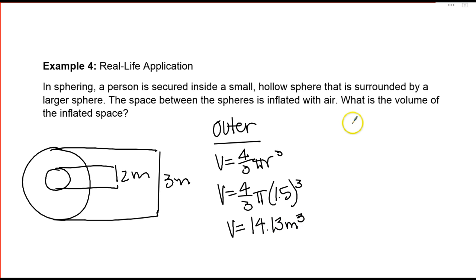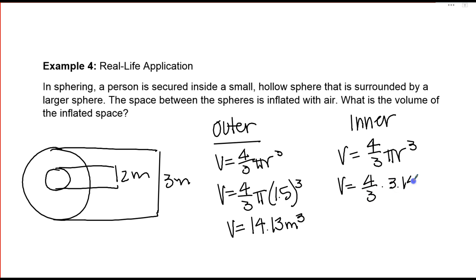That's the outer, so now we need to find the inner sphere. Same process here. Volume is equal to 4/3 pi r cubed. So volume is equal to 4/3 times 3.14 times the radius is 1. And when I do that, I get 4.186, and the 6 is repeating.